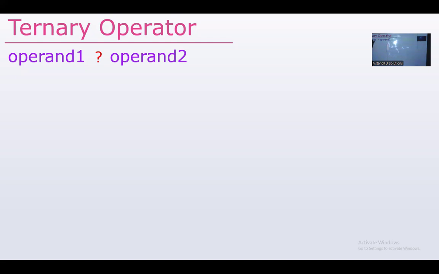In arithmetic, how do you write? Operand 1 plus operand 2. Here it is operand 1 question mark operand 2. Are you with me? Next is colon or semicolon? Colon, and then operand 3. So basically operand 1 question mark operand 2 colon operand 3. Am I clear?